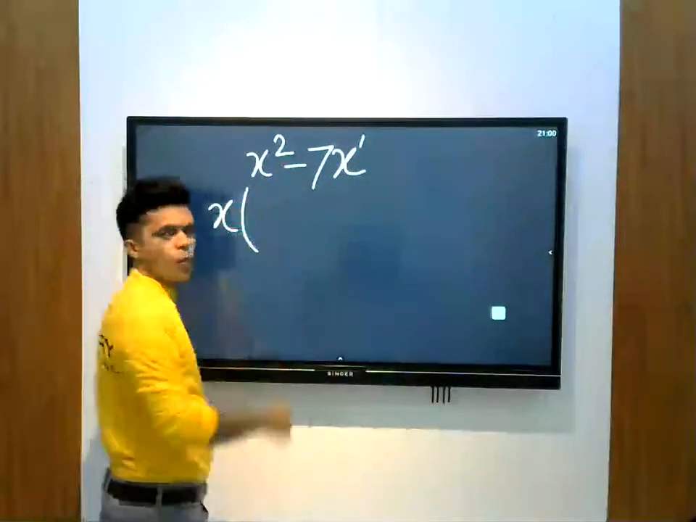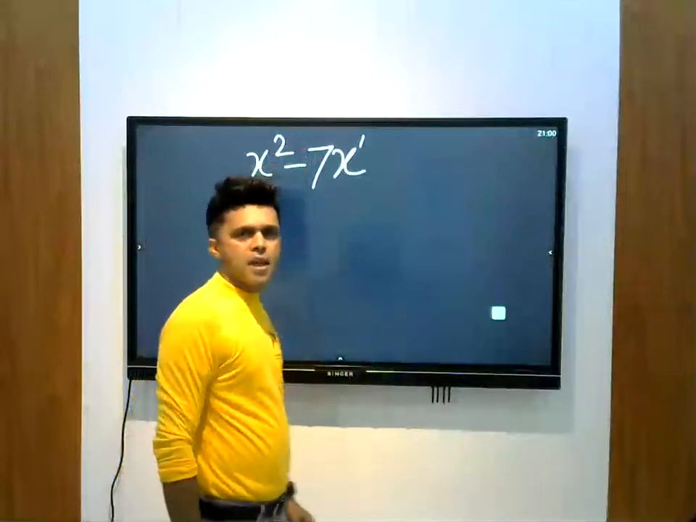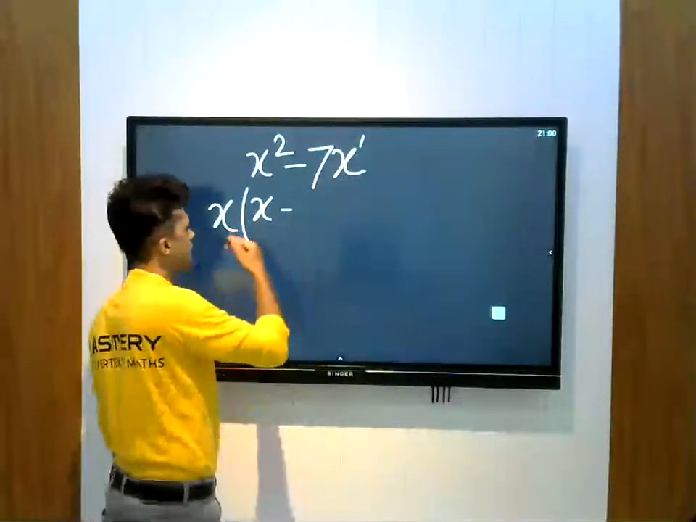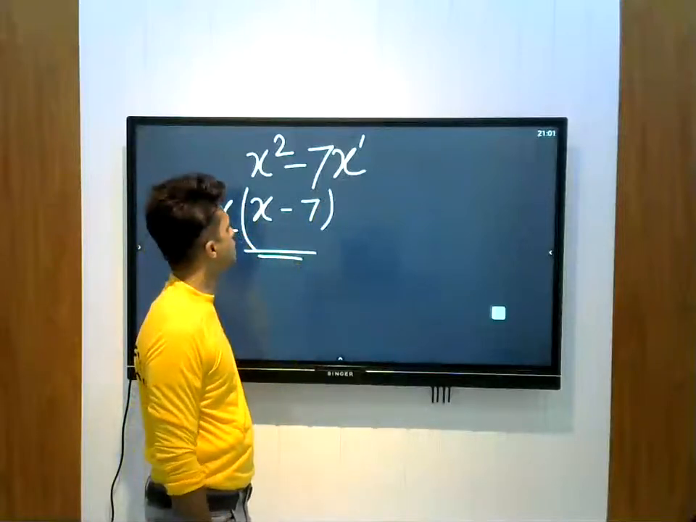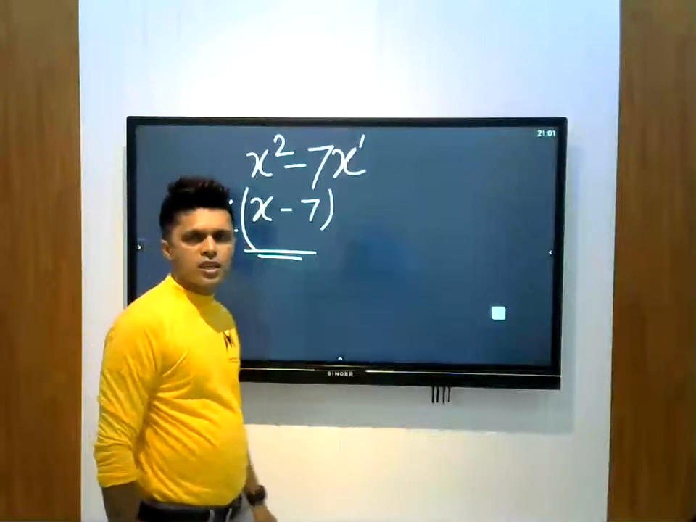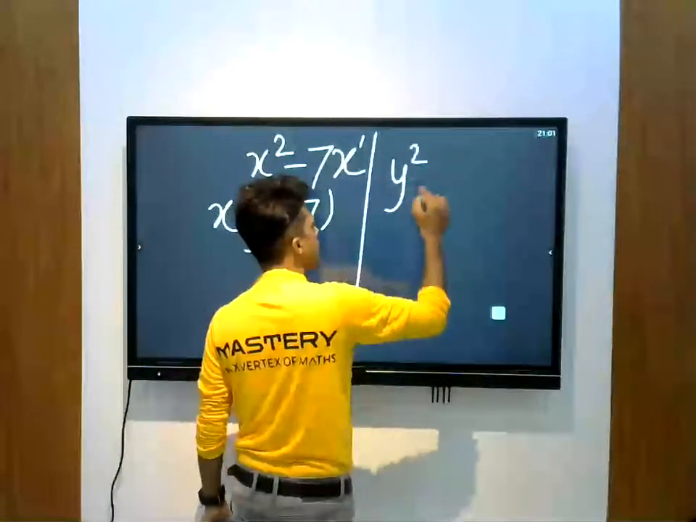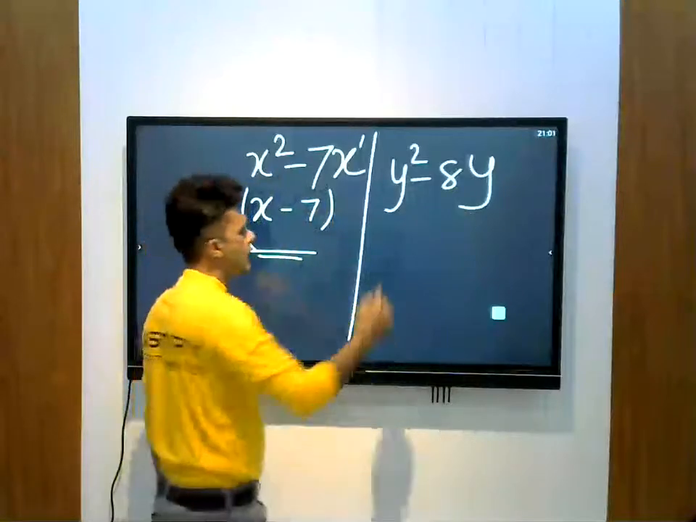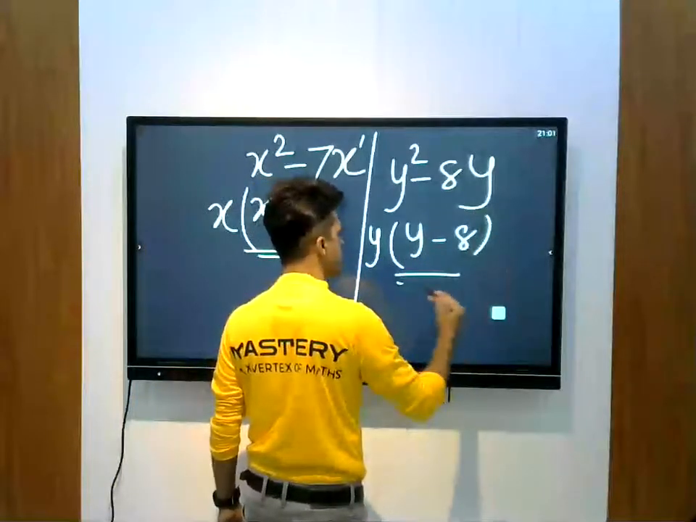When you take x as the common factor, from x squared you take an x, so the remainder is x. Then from 7x you take an x, then the remainder is 7. So the answer is x into x minus 7. Now this one, y squared minus 8y. How can you factorize this? You get y as the common factor, then y into y minus 8. These are the factors.